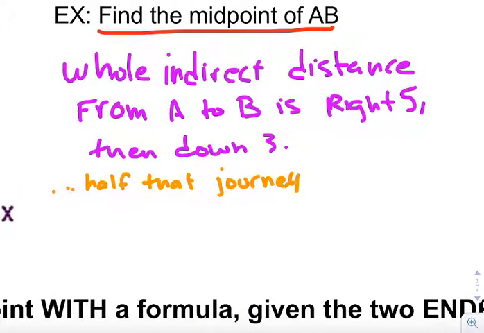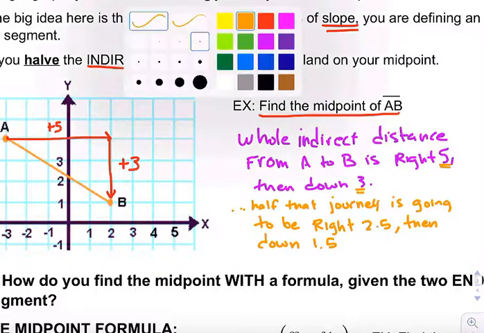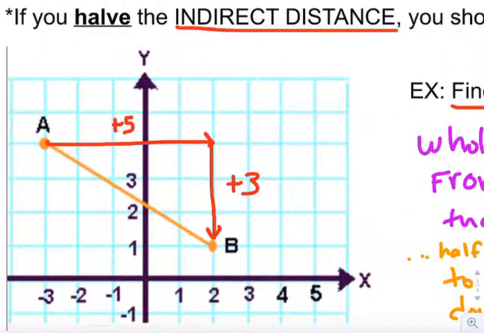Half that journey is going to be half of 5 and also half of 3. And so half the journey is going to be right 2.5, and then down 1.5, because that's what half of 5 and half of 3 is. Now we can check that here on the grid. Instead of going over 5, we go over 2.5, and instead of going down 3, we go down 1.5, and we should land directly at our midpoint. So that's going to be the midpoint.